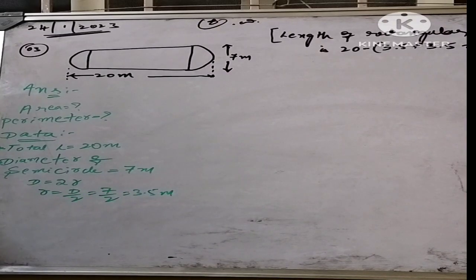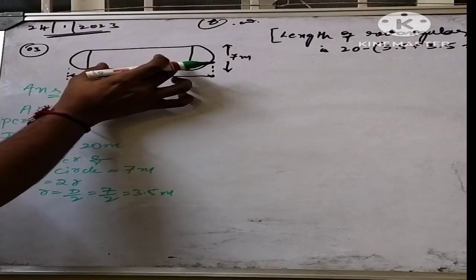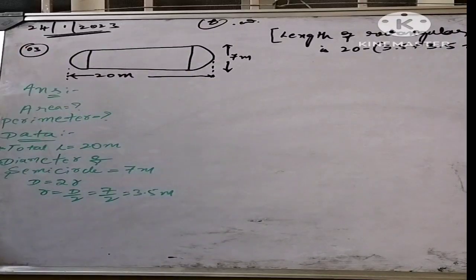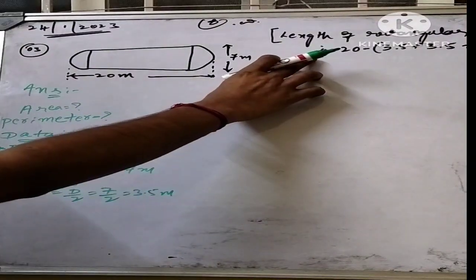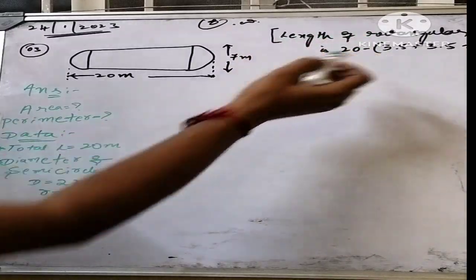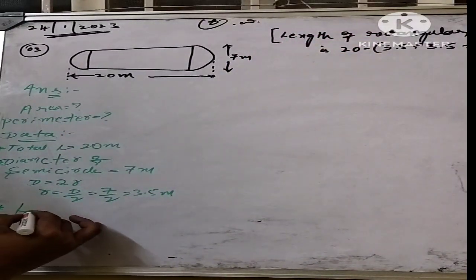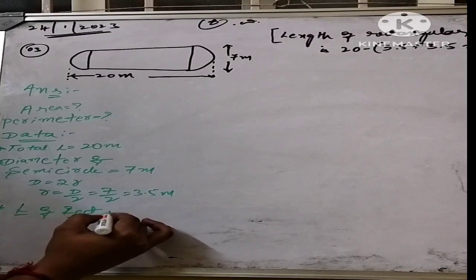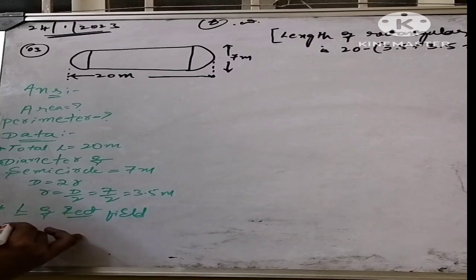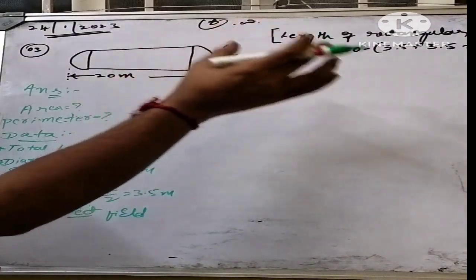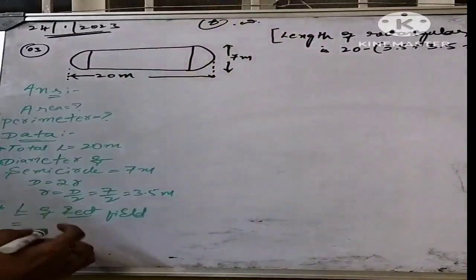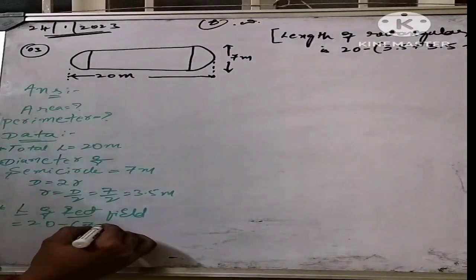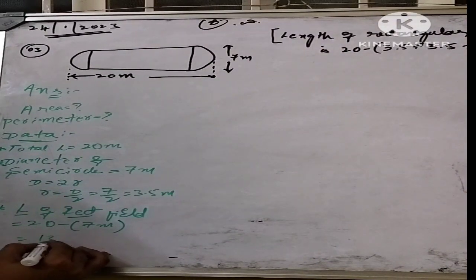Next, let's find out the length of the rectangular field. Here he has given 20 meter for the overall length. He has given one more condition, so let's find the length of the rectangular field. Whenever he gives a separate calculation, you have to consider that part as data. So 20 minus 3.5 plus 3.5, that is 7 meter. So 20 minus 7 is 13 meter.